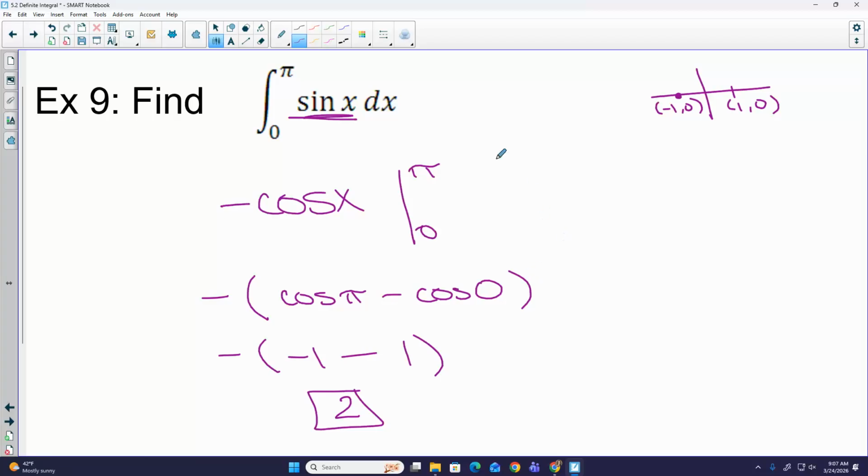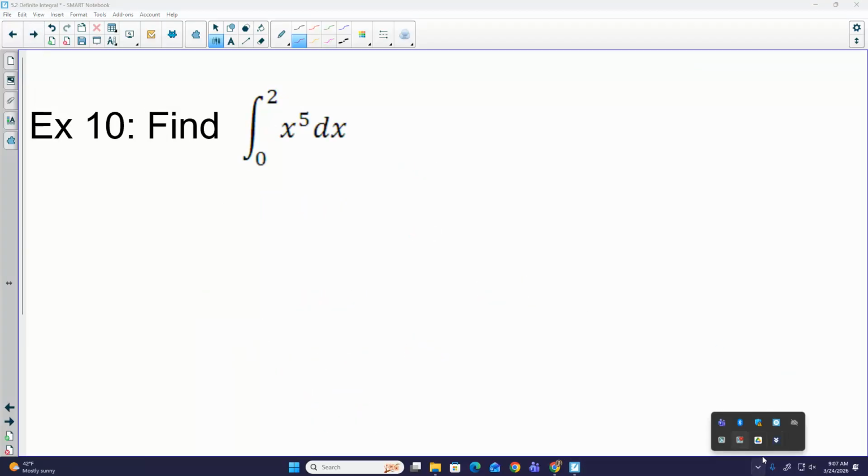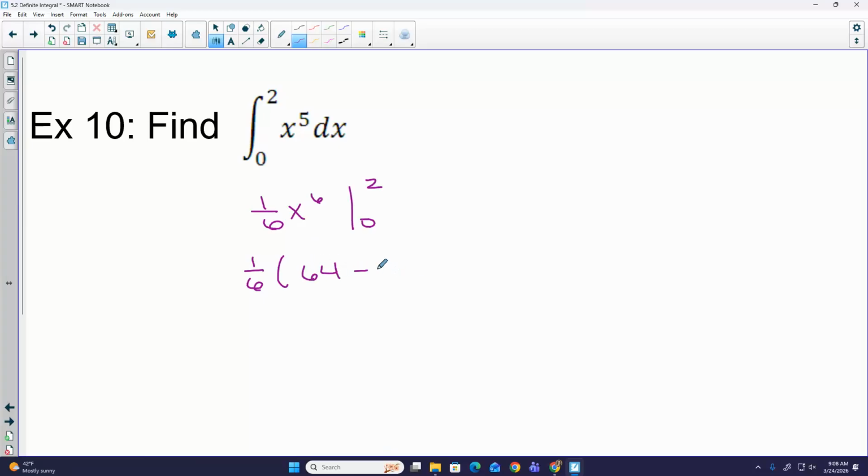All right, I want you guys to try the next one. So what's the antiderivative of x to the 5th? If you want, you can just pull the 1/6 out for now. Put in your 2. 2 to the 6th is 64. Minus 0 to the 6th is 0. So I get 64 over 6, or 32 over 3, or that's like 10.6 repeating. All right, how do we do with that one?